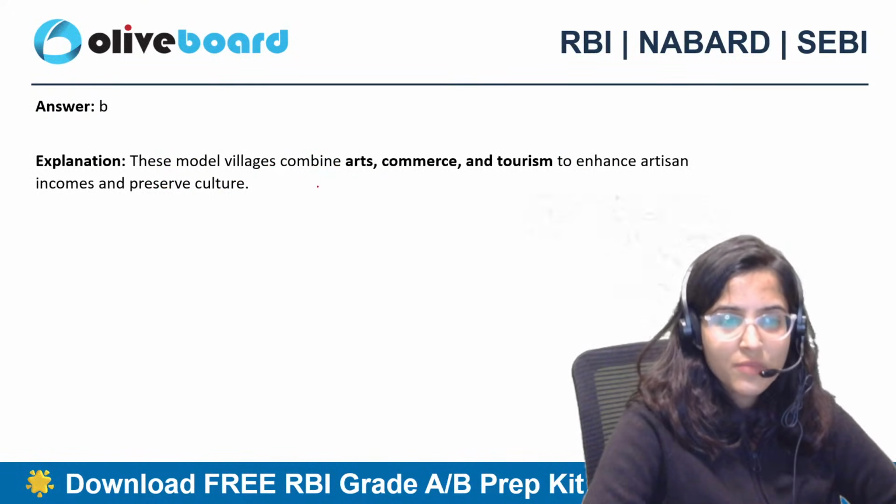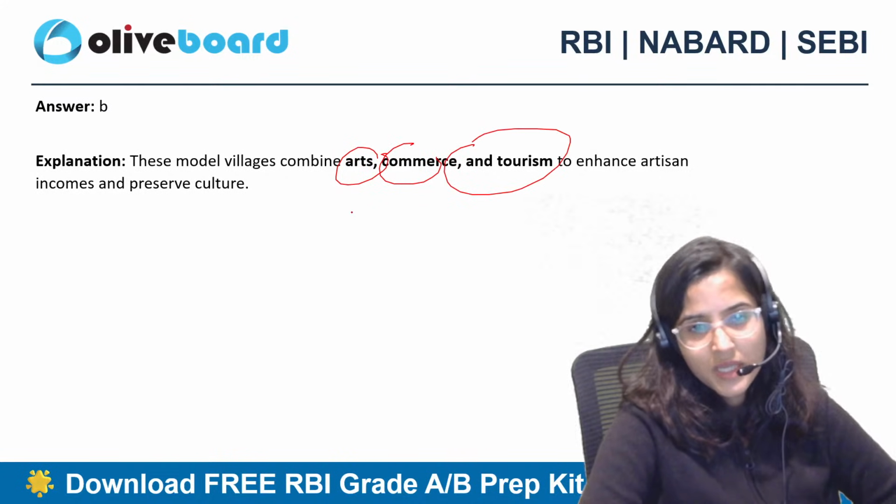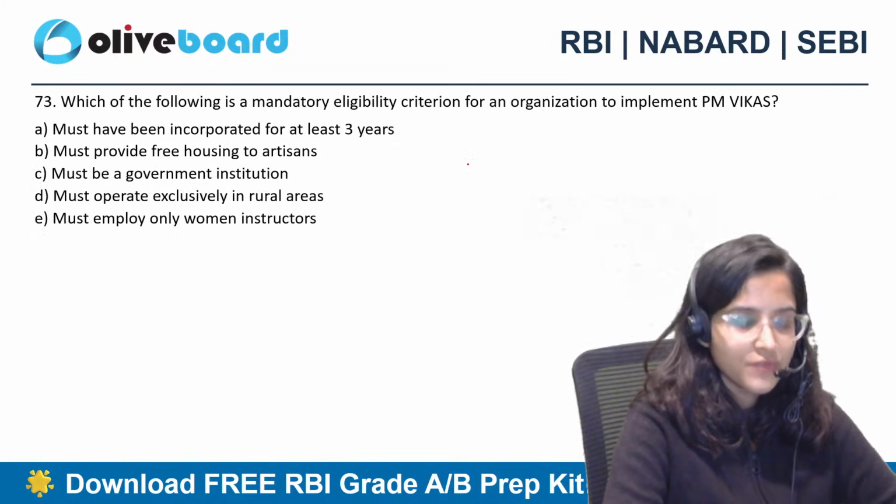B is absolutely correct. Model villages combine arts, commerce, tourism so as to enhance artisan incomes and preserve culture, right?